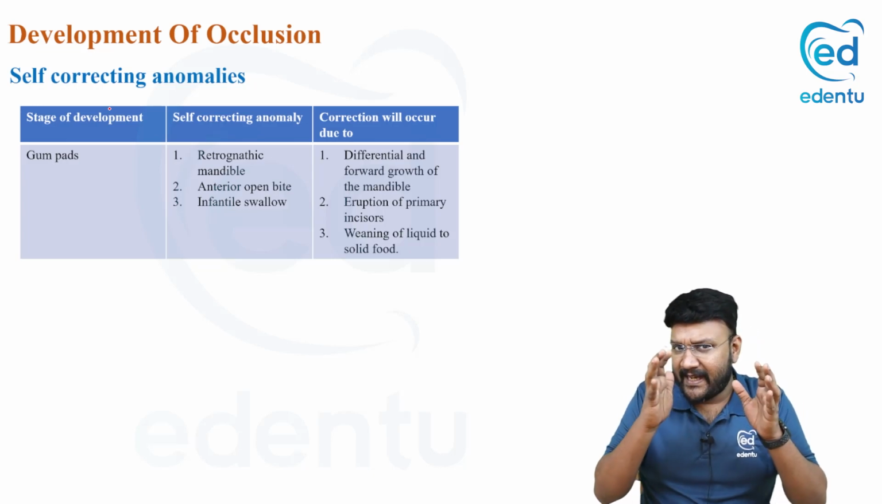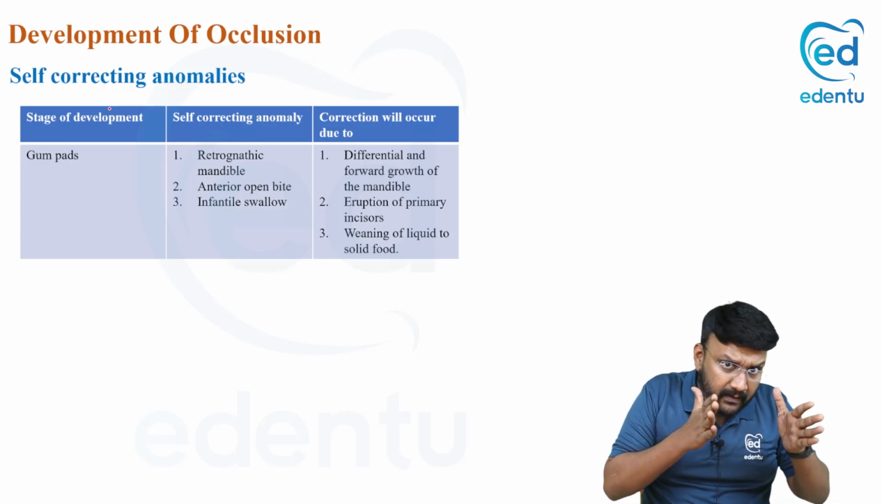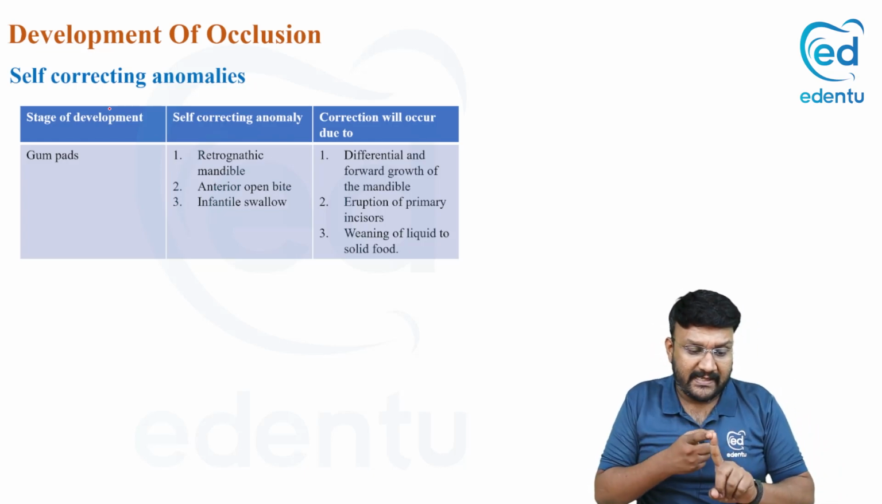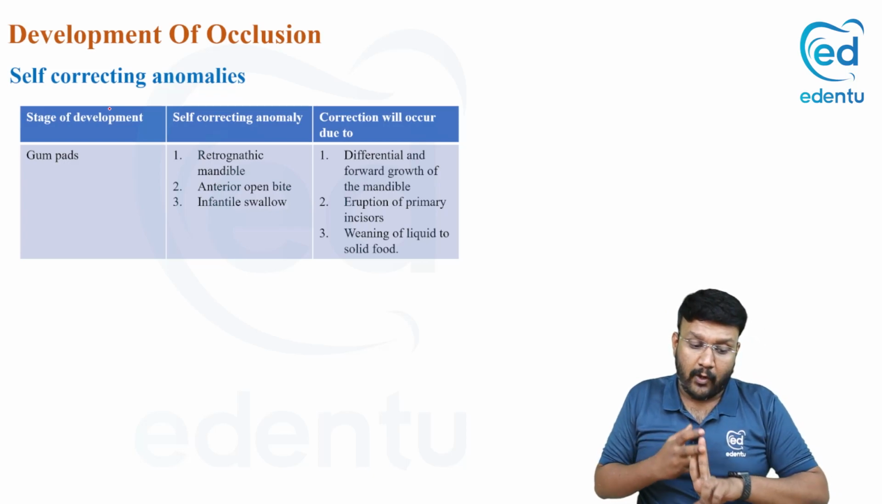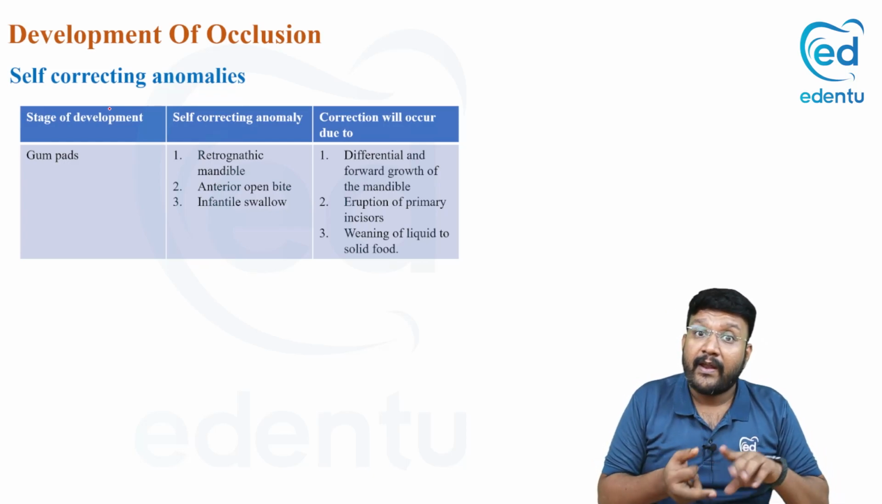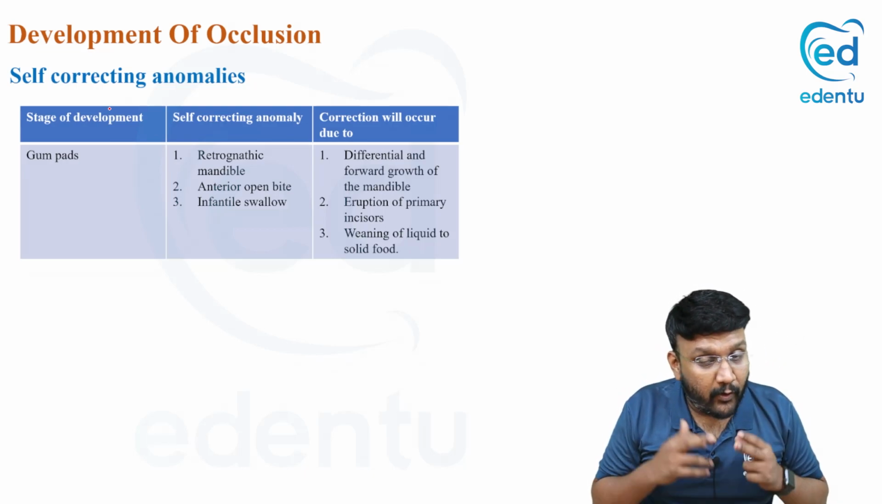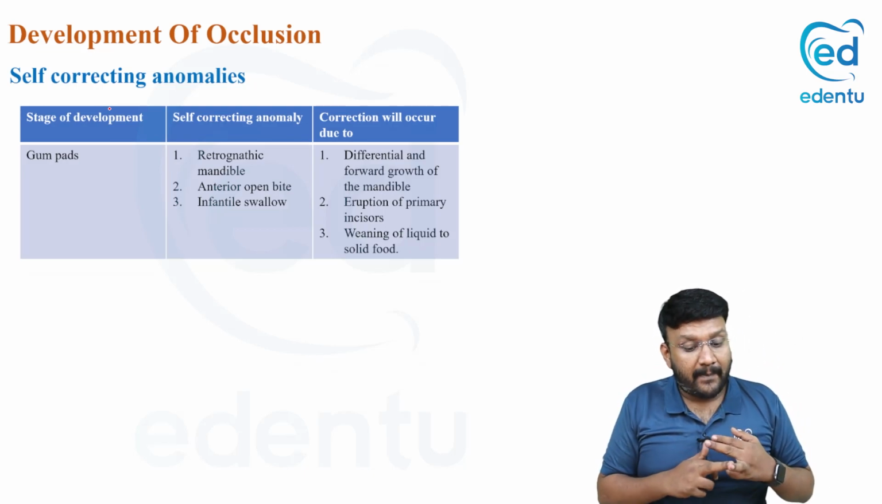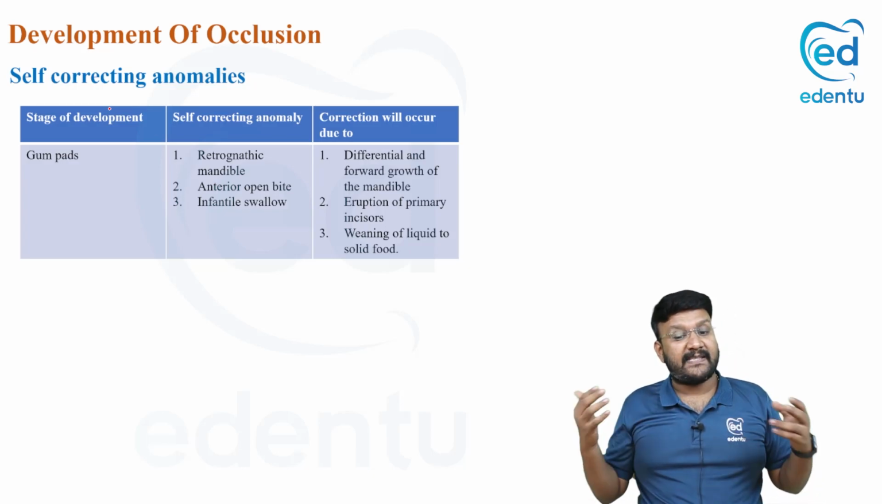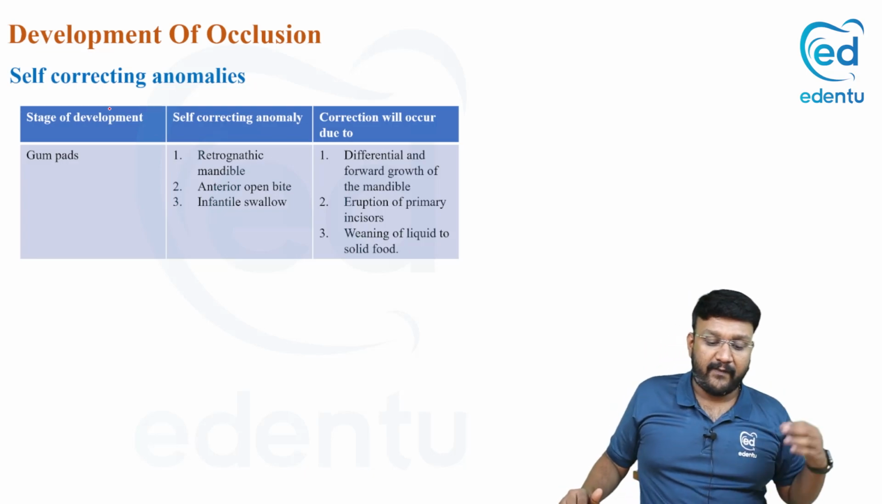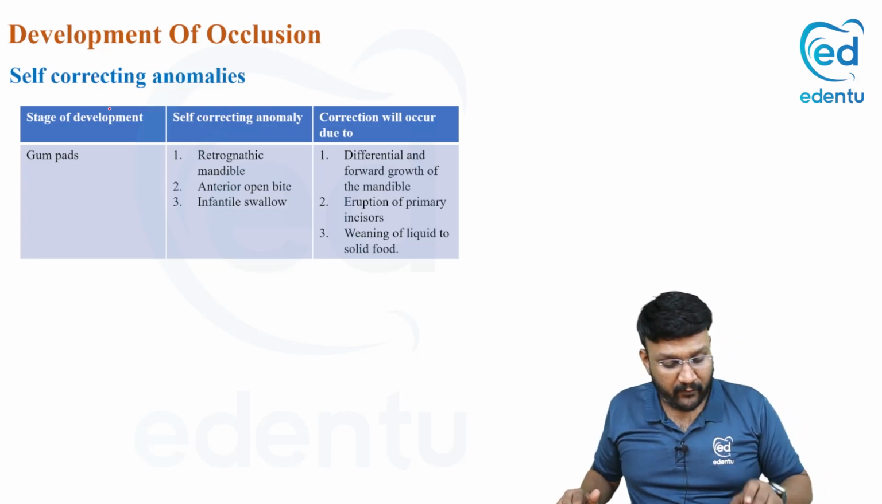So once again, a quick recap. In predentate stage, there are the 3 self-correcting anomalies you can see. One is the retrognathic mandible, second is anterior open bite, and third is infantile swallow. Retrognathic mandible will be corrected by downward and differential growth and forward growth of the mandible. Anterior open bite is corrected by the eruption of the incisors, primary incisors, and the infantile swallow is corrected by weaning from liquid to solid food.